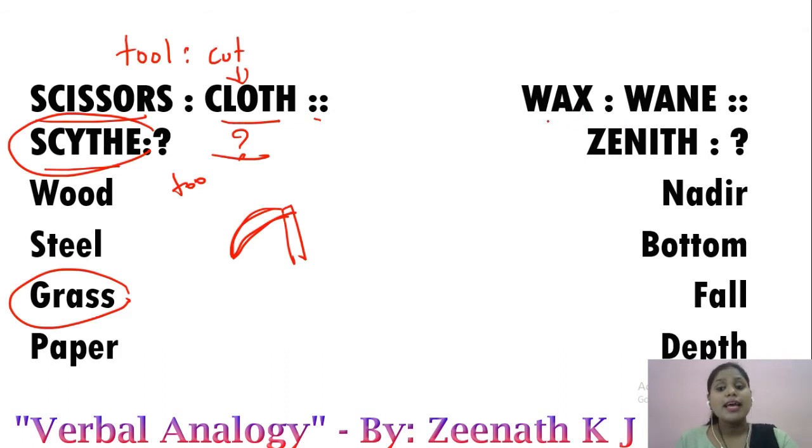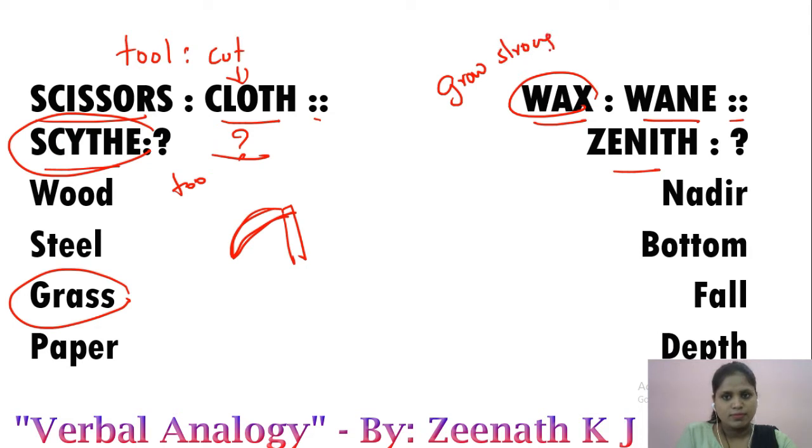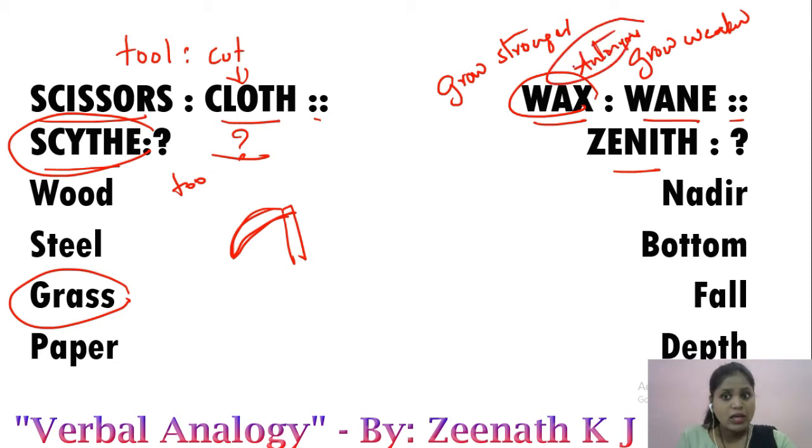Let's go to the next question. Wax is to wane as zenith is to what? Friends, wax means to grow stronger and wane means to grow weaker. So what's the relationship here? Wax and wane are antonyms. So as wane is the antonym of wax, what is the antonym of zenith? That is the answer we are looking for here.